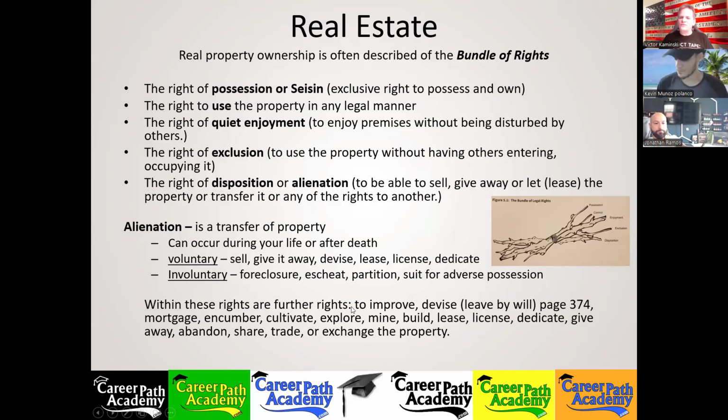Now, within these rights are further rights to improve, devise, that means to leave by will, mortgage, encumber, cultivate, explore, mine, build, lease, license, dedicate, give away, abandon, share, trade, or exchange your property. All right.